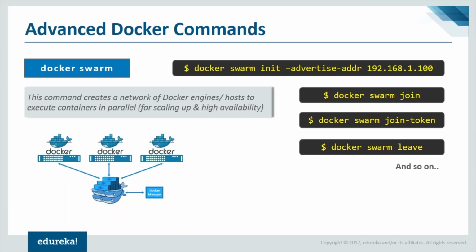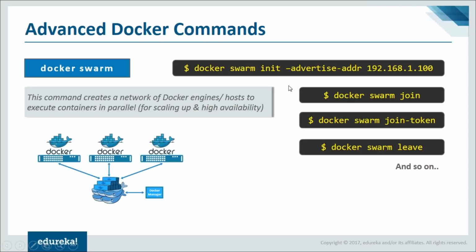But with Docker Swarm, the benefit is that we can start those services in multiple machines. So you will have a master machine, which is nothing but the Docker manager, as visible from here. And then you will have different slaves, which are called workers in Docker terms. So you have a manager and worker, and whatever service you start at the manager will be executed across all the machines which are there in that Docker Swarm cluster. Okay, so it creates a network of Docker engines or hosts to execute the containers in parallel. And the biggest benefit of Docker Swarm is scaling up and ensuring high availability. Okay, so some of the commands which are associated with Docker Swarm are these.